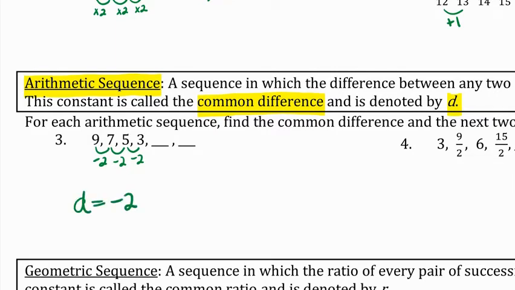So then our next two terms, again, if I subtract 2 from 3, I get a 1. And then subtract 2 again, 1 minus 2 would give us negative 1. So there's our next two terms.